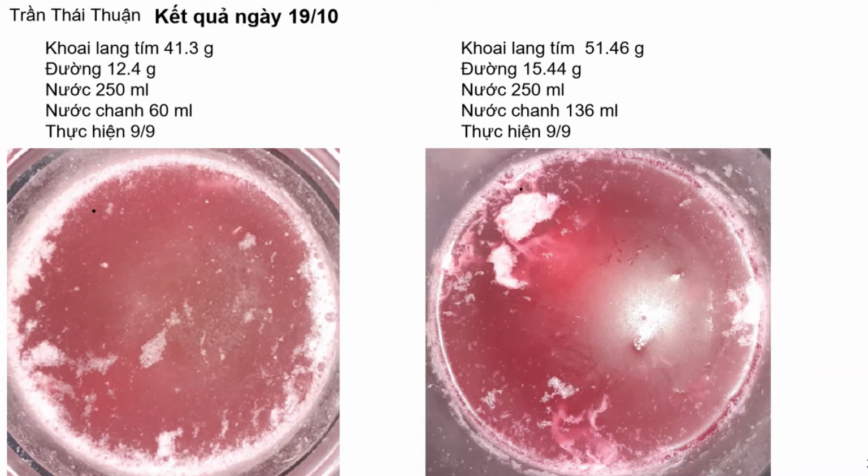Sample for implementation of 9/9. Ingredients: purple sweet potato 45.6 grams, sugar 13.68 grams, water 250 ml, lemon juice 92 ml. Calculated pH 4.5. Description: strong alcohol smell. Air bubbles appear. No vinegar smell. White film appears partially submerged in water.